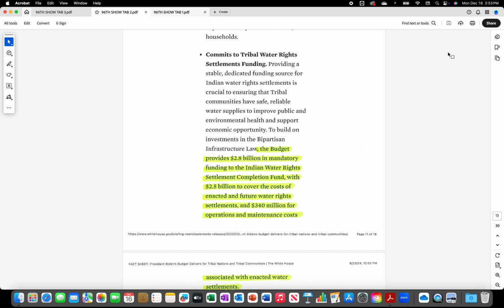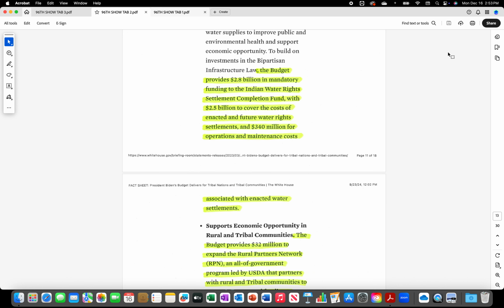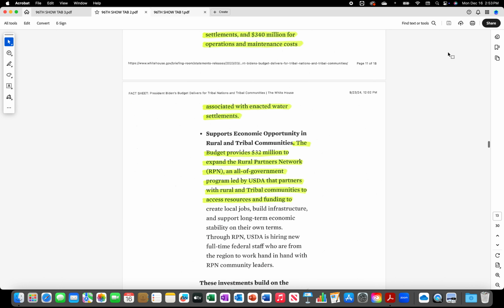The whole thing. The budget provides $2.8 billion in mandatory funding to the Indian Water Rights Settlement Completion Fund, with $2.5 billion to cover the cost of enacted and future water rights settlements, and $340 million for operations and maintenance costs associated with enacted water settlements.